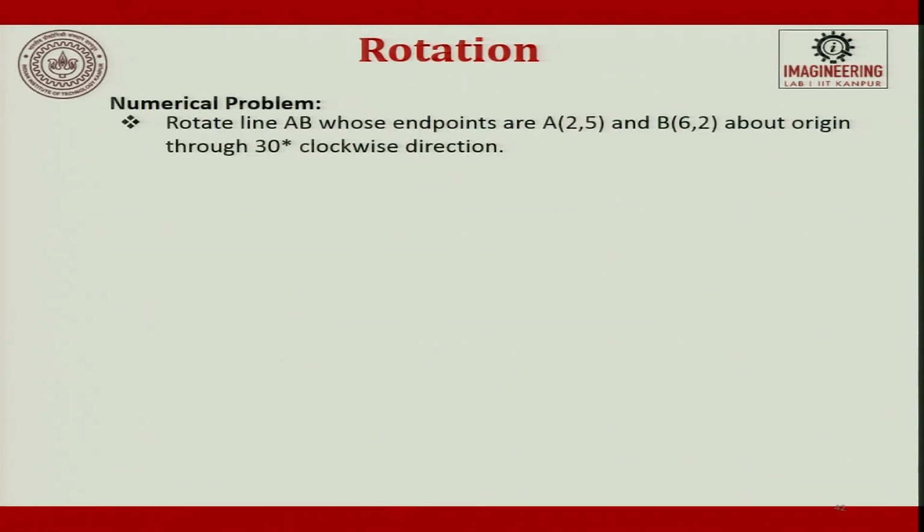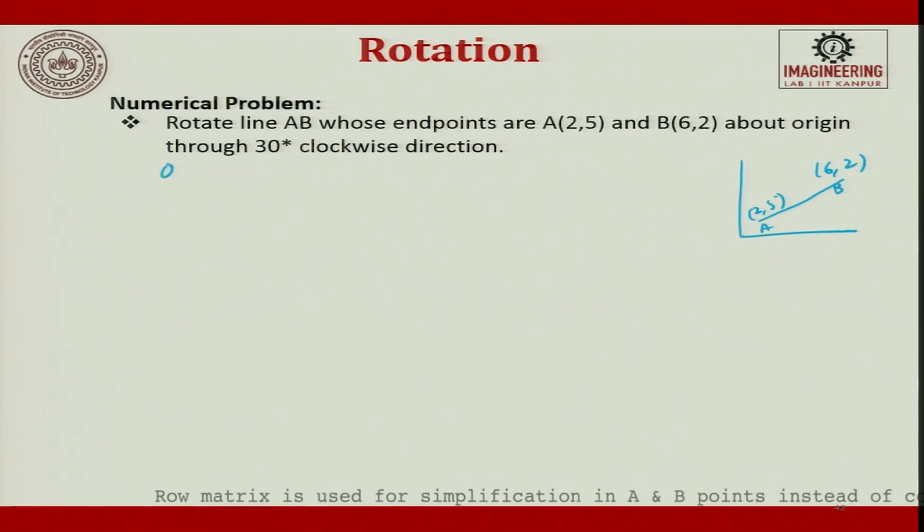Now, let us try to do a simple numerical and then understand. Rotate a line AB whose points are 2 comma 5 and 6 comma 2 about the origin by an angle of 30 degrees. Okay. So, the origin is given, and then 30 degrees. The important thing is what? It has to be clockwise.